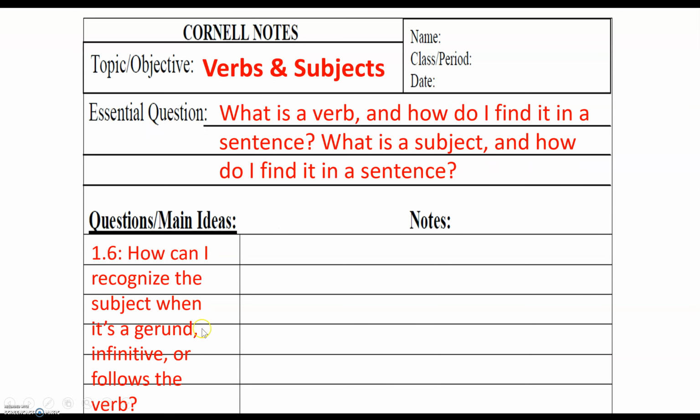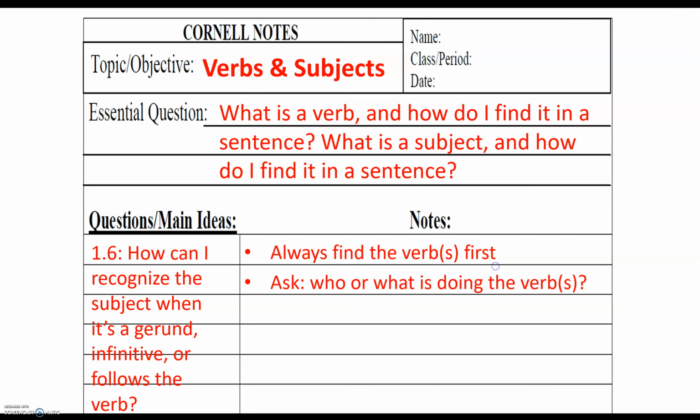All right, so our question over in the left column: how can I recognize the subject when it's a gerund, infinitive, or follows the verb? We're going to start by just reminding everybody that we always want to find that verb first, right? That way, especially with our tricky subjects, having the verb first is going to allow you to narrow that down a little bit more easily and ask who or what is doing the verb to find the subject.